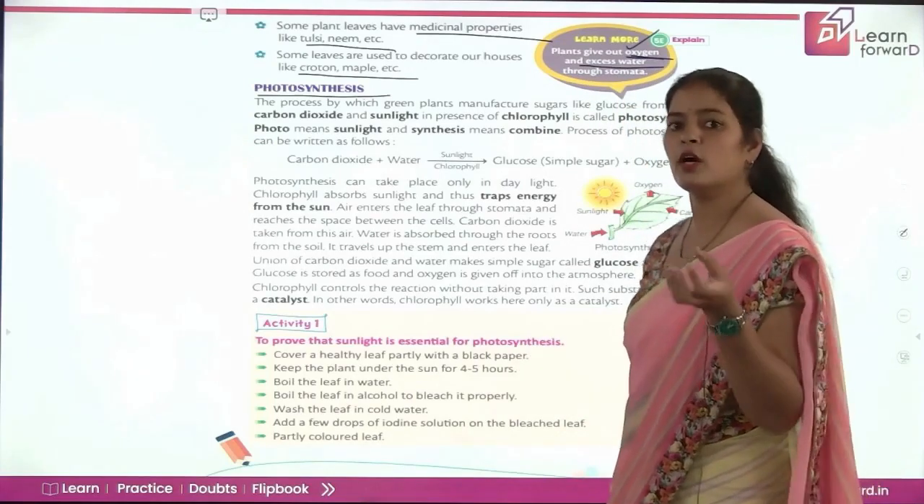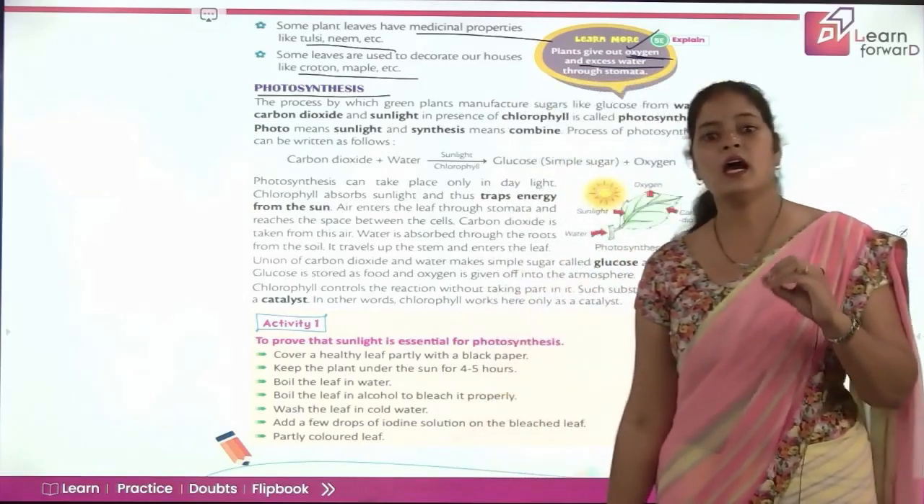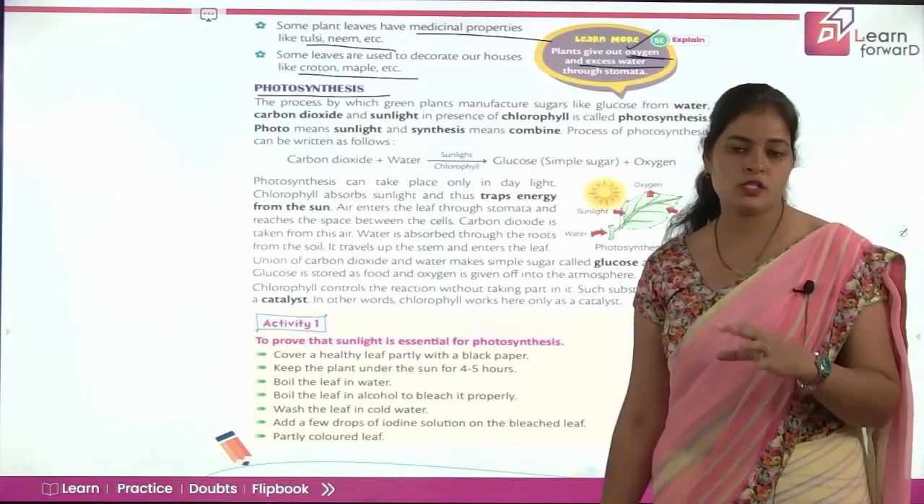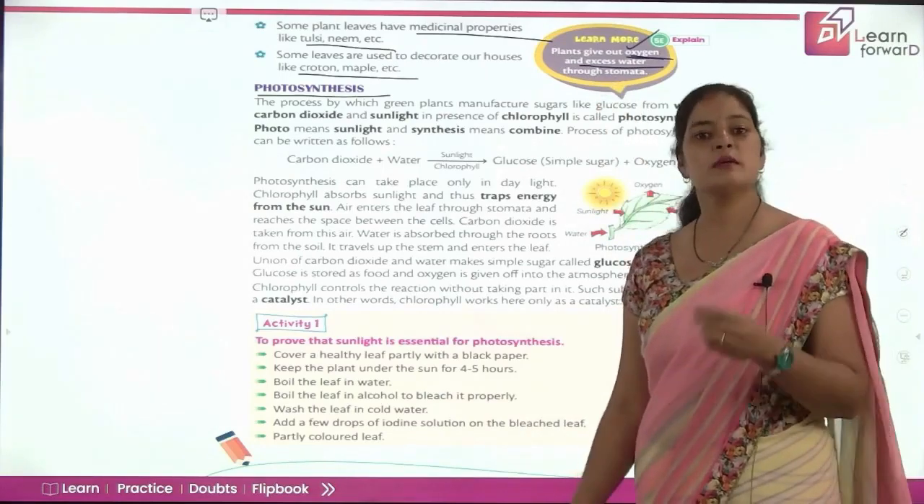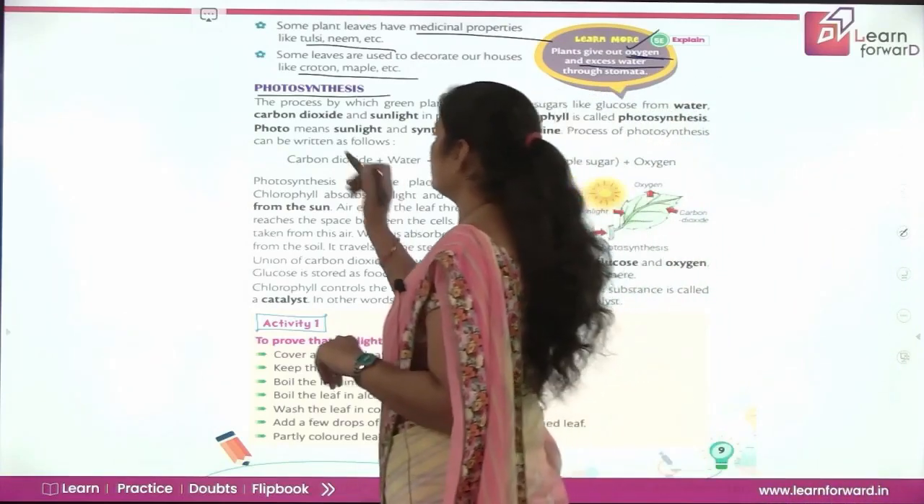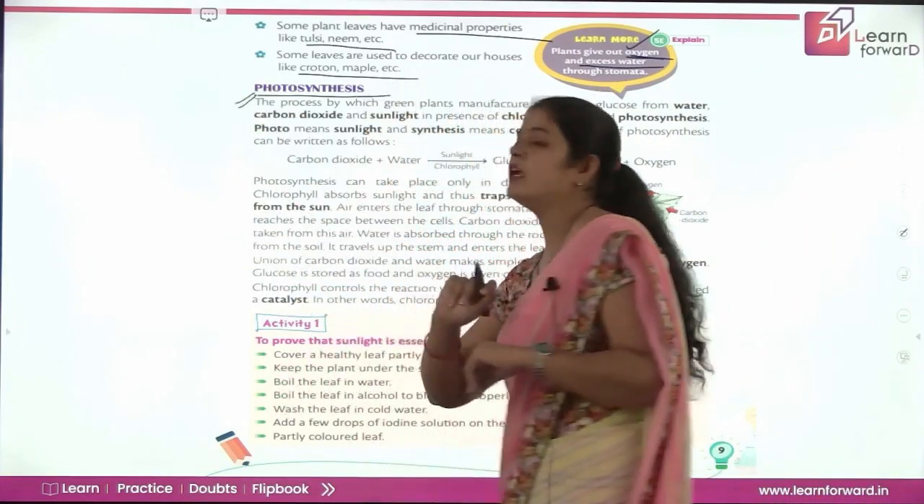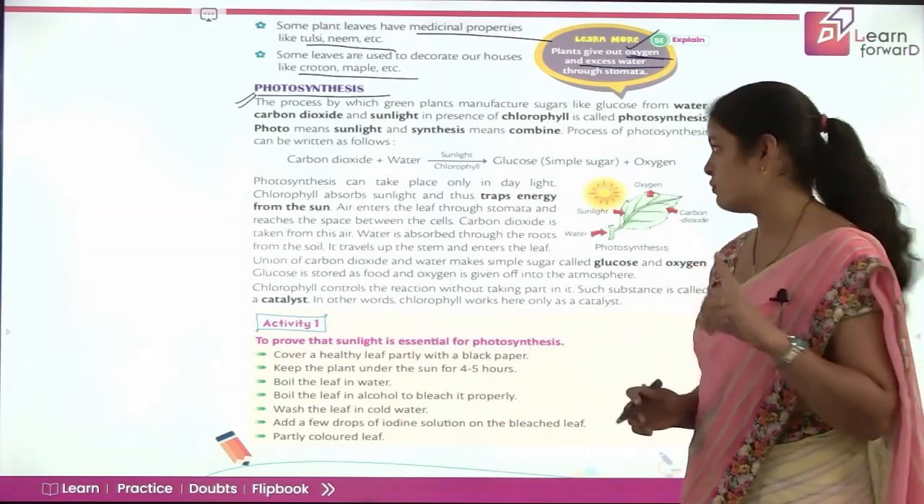So again, if you are asked for the function of stomata, what is the function? They are used for the respiration process, exchange of gases, as well as excess water is removed from the body of the plant through these stomata. Now photosynthesis. Regularly we are talking about photosynthesis since we have started the chapter. So what is this process?